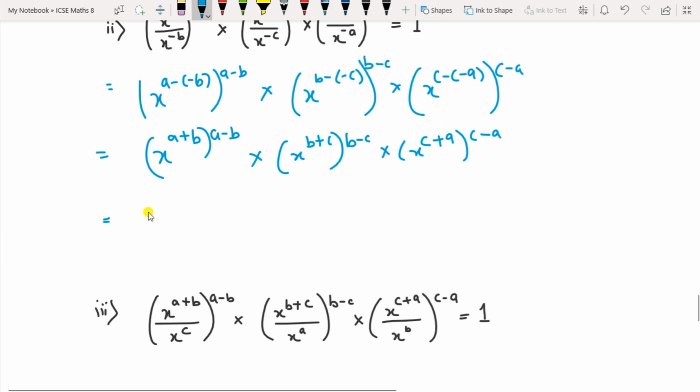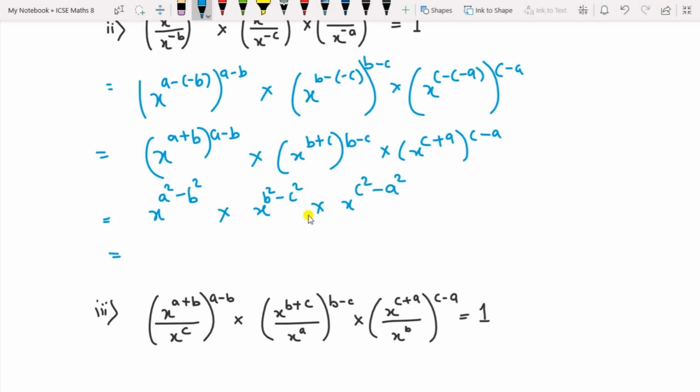So this will be now x raised to a square minus b square into x raised to b square minus c square into x raised to c square minus a square. Now add all the powers, that is x raised to a square minus b square plus b square minus c square plus c square minus a square, that will be x raised to 0, and that means it is 1.